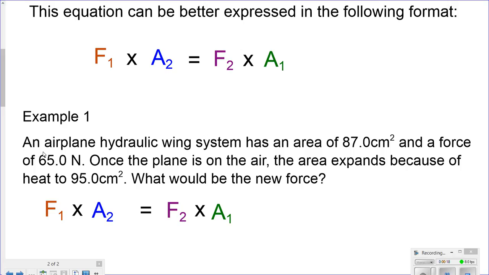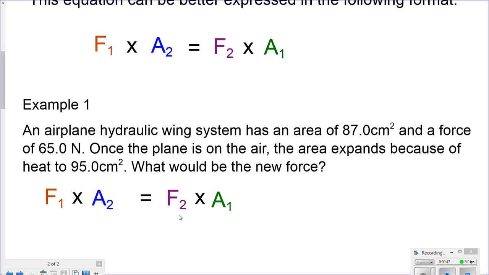Example 1. An airplane hydraulic wing system has an area of 87 centimeters squared and a force of 65 newtons. Once the plane is in the air, the area expands because of the heat, and it expands to 95 centimeters squared. What would be the new force? I'm looking for the new force. Anything new would be, of course, more than one, two, three. Therefore, I need to find force 2. This would be the new force.